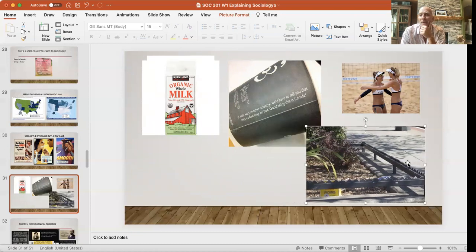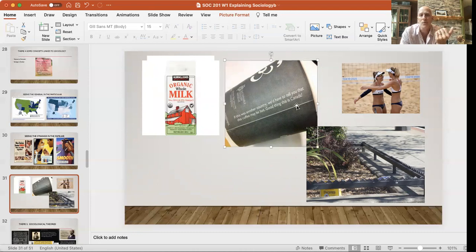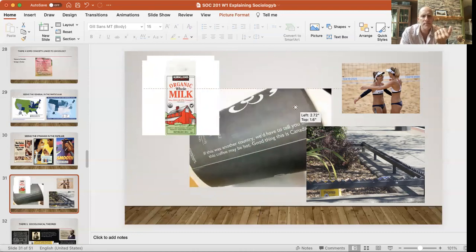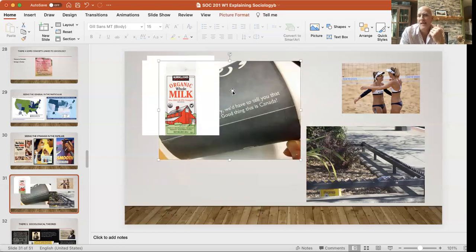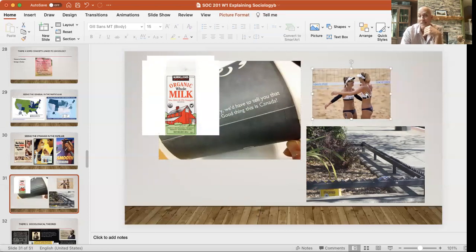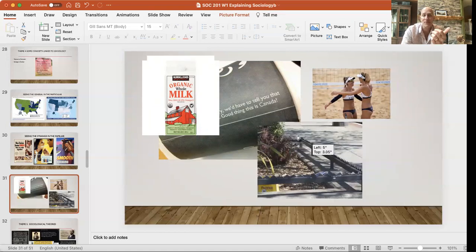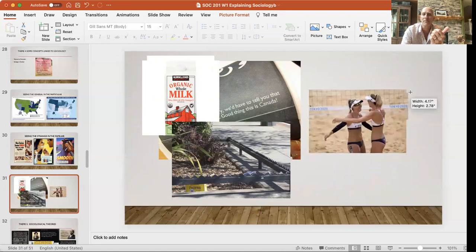This is in San Francisco. This is meant to prevent people from sitting, but it's really directed towards people without a home. This is in Canada. If it was another country, we'd have to tell you that this coffee may be hot. Good thing it's Canada. Things like our packaging comes from somewhere, right? So what's the story behind where stuff comes from?